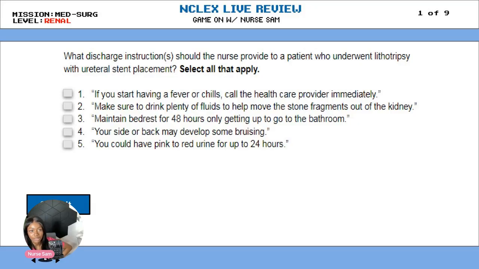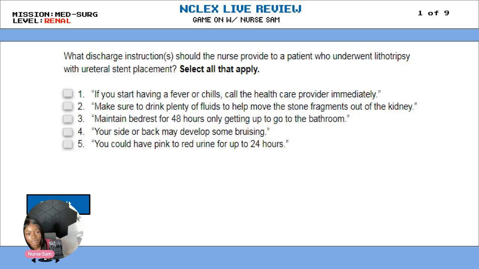So let me see what you guys are saying as far as your answers. I see 152 or 125. I see 125. Okay, so you guys are saying 1, which is if you start having a fever or chills, call the healthcare provider immediately. 2, drink plenty of fluids to help move the stone fragments out. And 5, you can have pink to red urine for up to 24 hours. All right, so the majority of everyone is saying 125. So let's look and see if that is our correct answer.